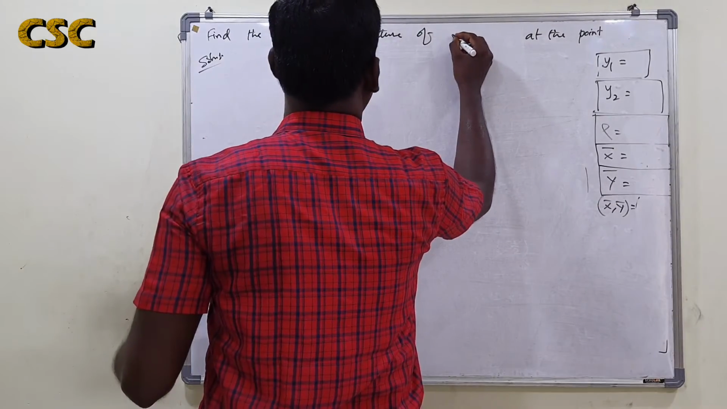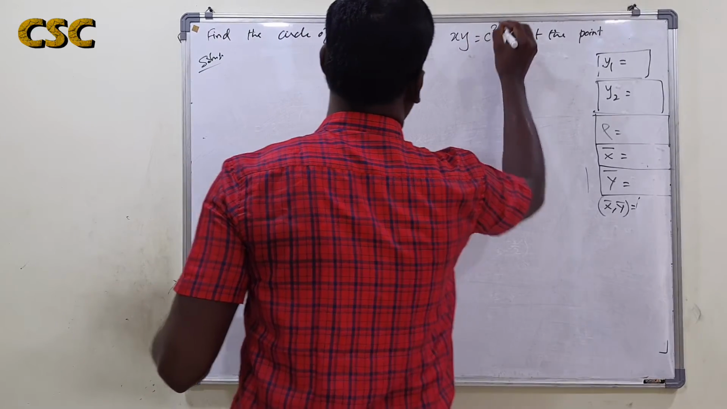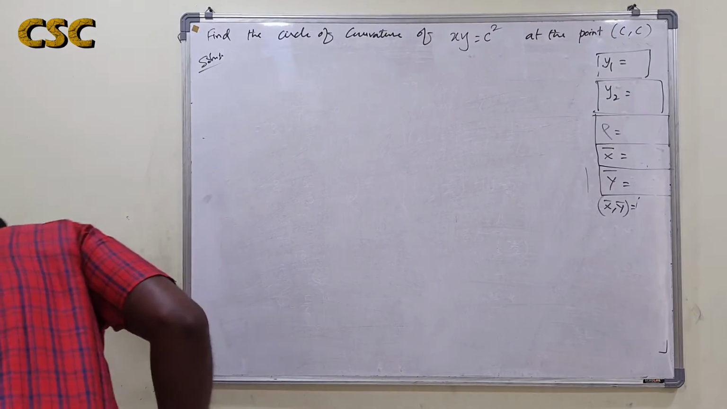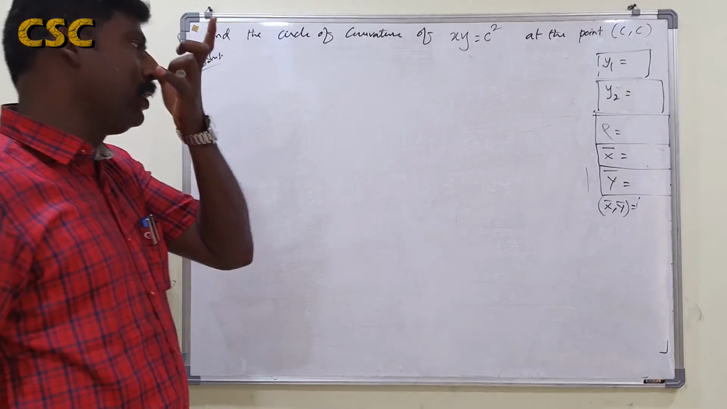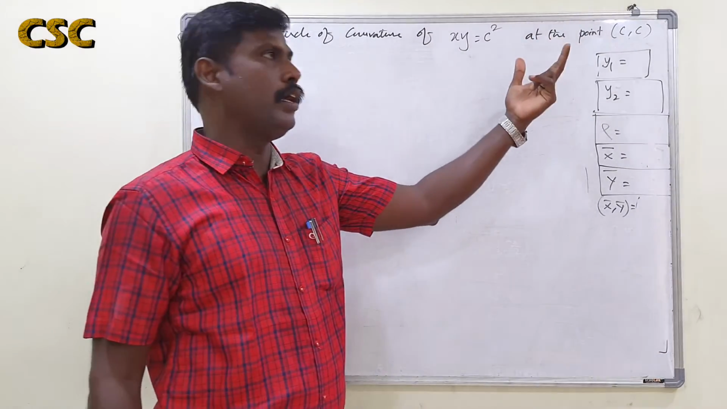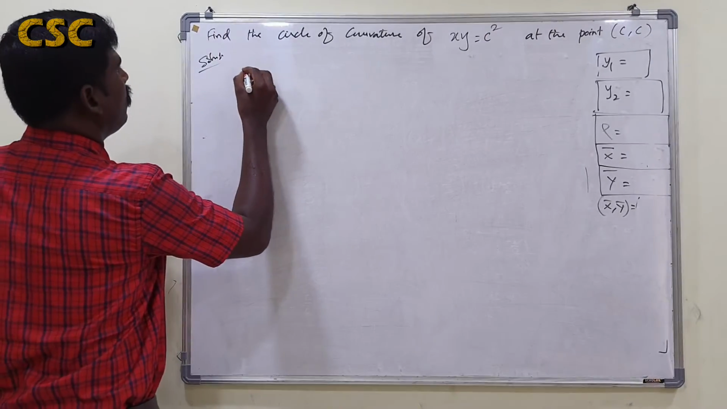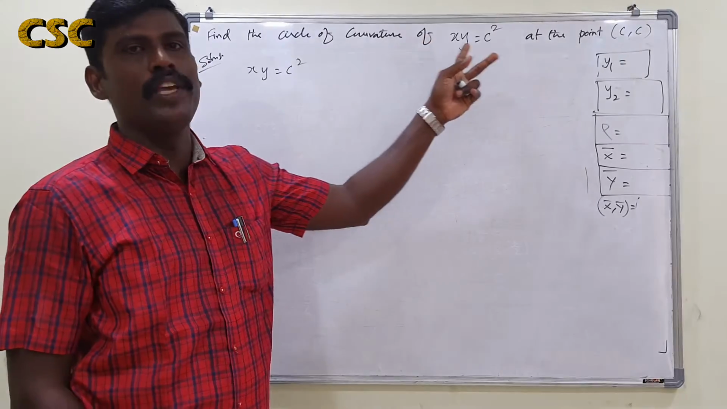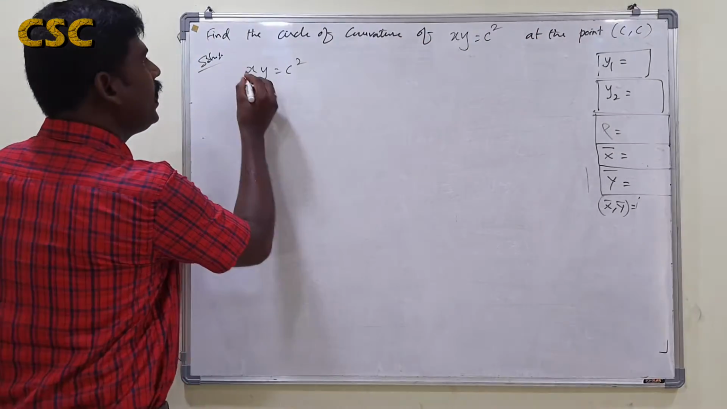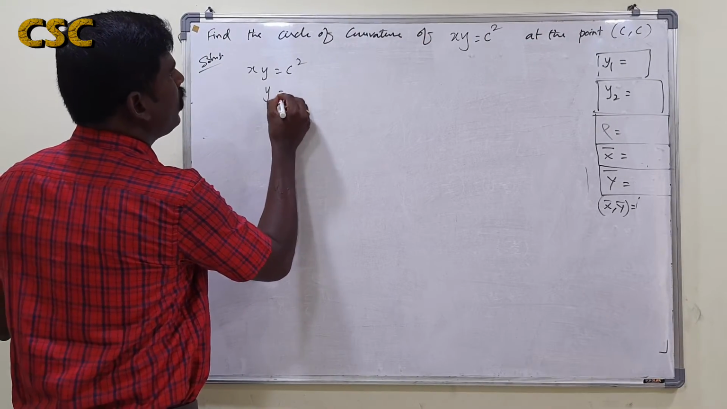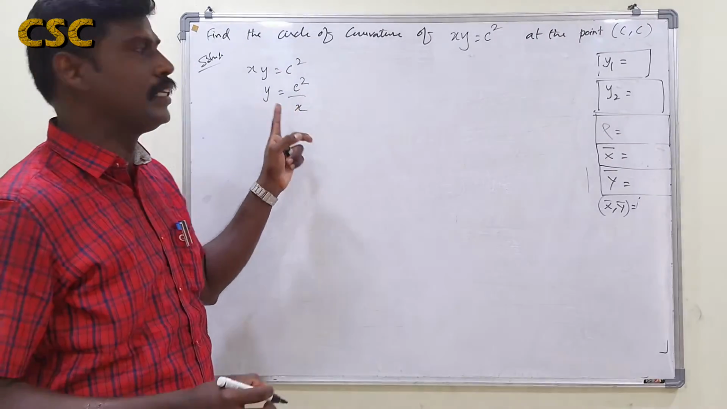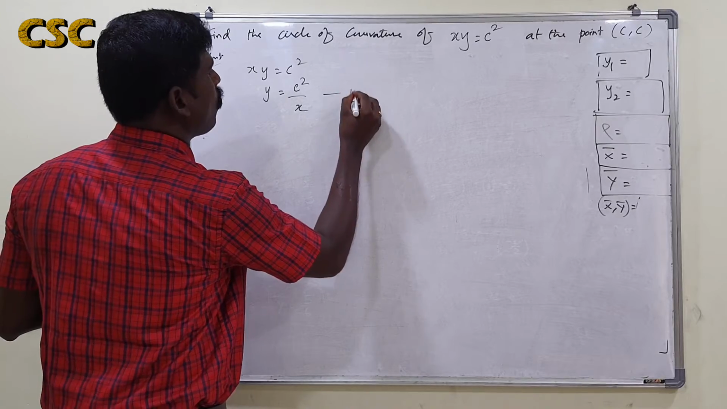Find the equation of circle of curvature of xy equal to c square at the point c, c. Okay, xy equal to c square. Next problem. Right? So what is this? It's a rectangular hyperbola. I make this equation into y equal to f of x form by taking this x to the right hand side. So y is equal to c square by x. Now it is in the form of y equal to some function of x. Call this equation number 1.